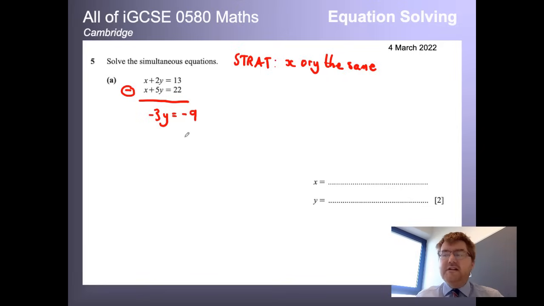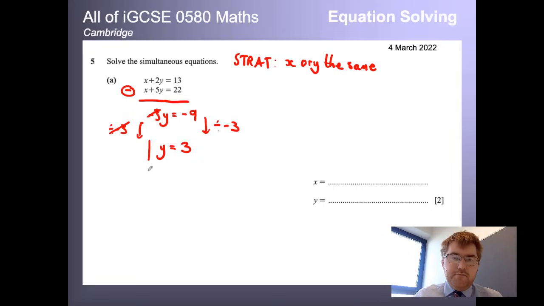Now, we want to get y on its own. So what's the opposite of timesing by minus 3? Well, we need to divide by minus 3 on both sides. If we do that, this cancels. We get y is equal to, well, minus 9 divided by minus 3. That's equal to positive 3.